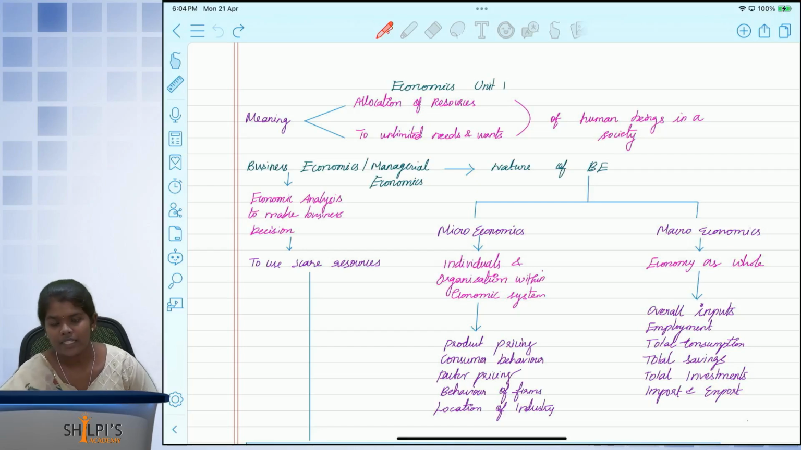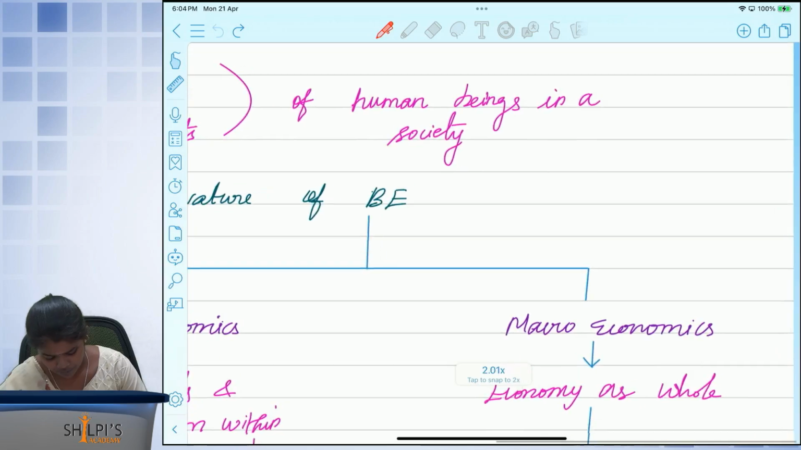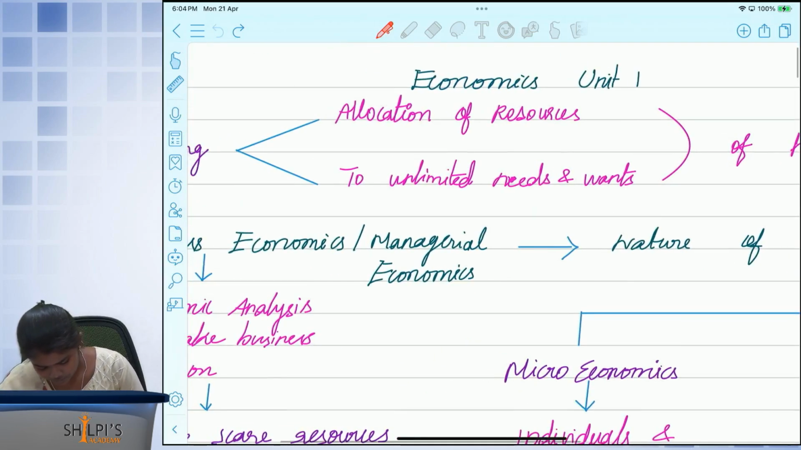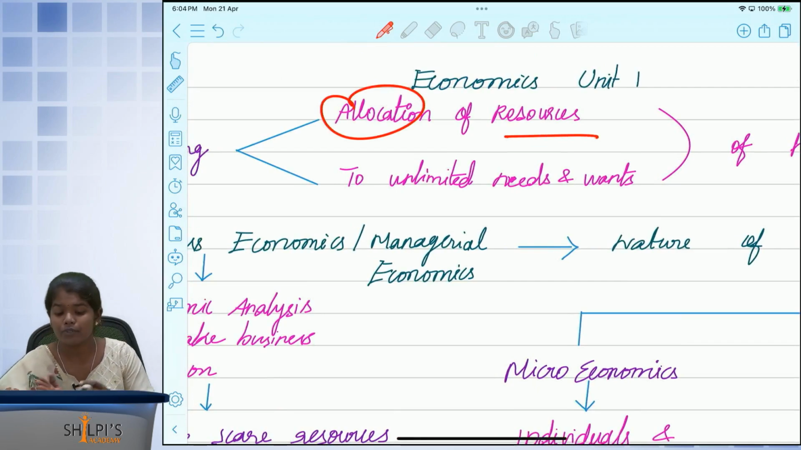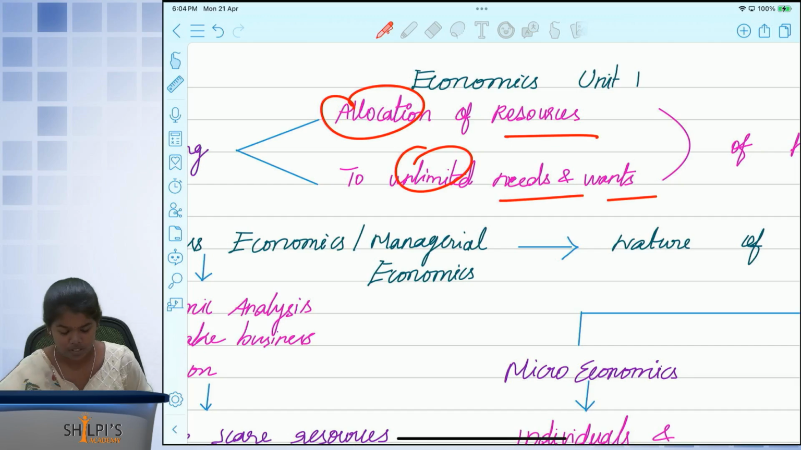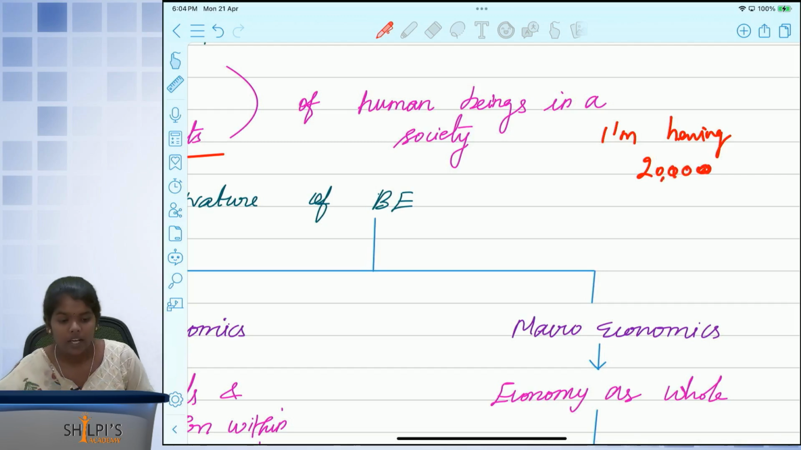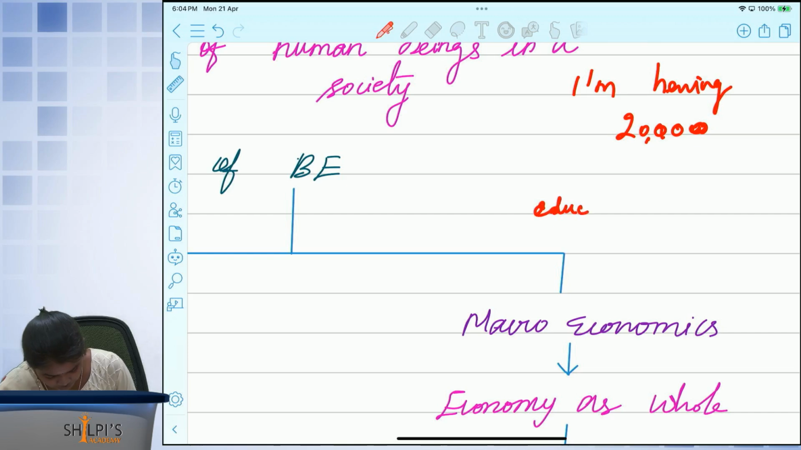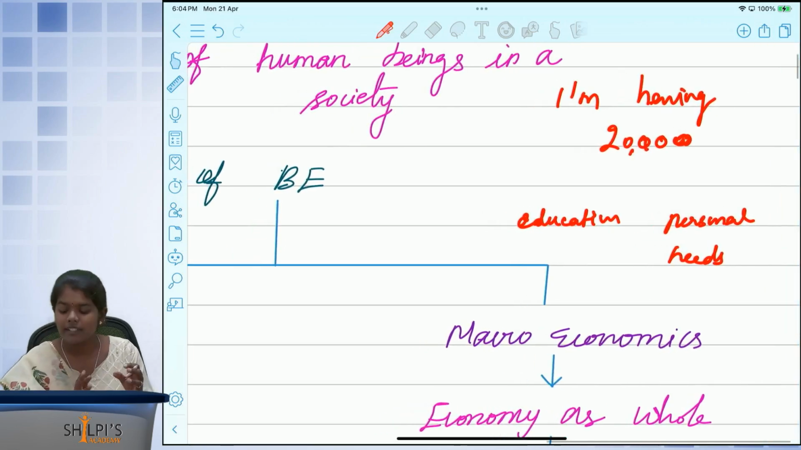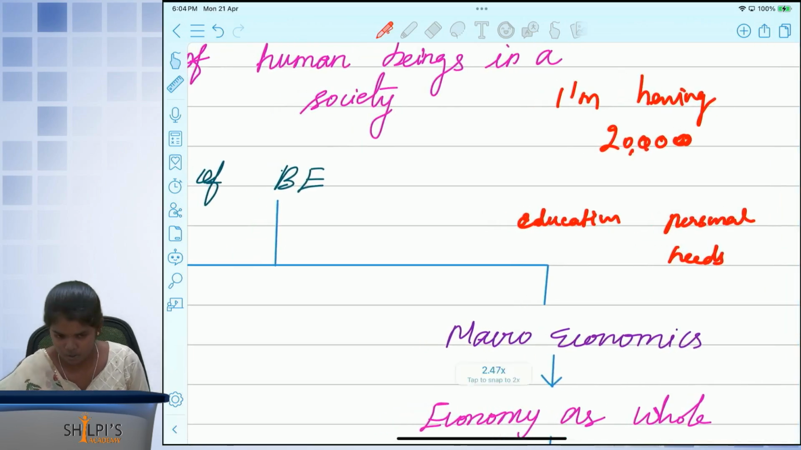Today we are going to revise CA Foundation Economics Unit 1. So economics means the allocation of scarce resources to our unlimited needs and wants. For example, I'm having rupees 20,000, okay, and in this 20,000 I have to allocate for my education and my personal needs, and I have to allocate some amount to my emergency situations, right?